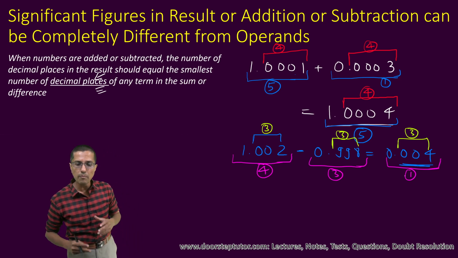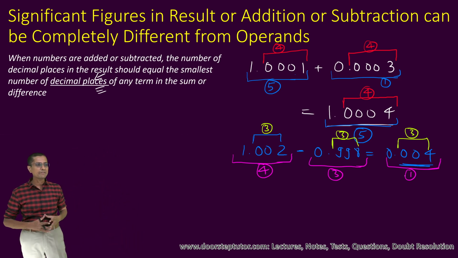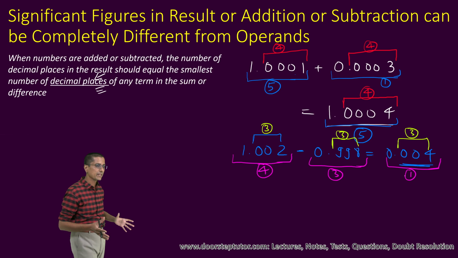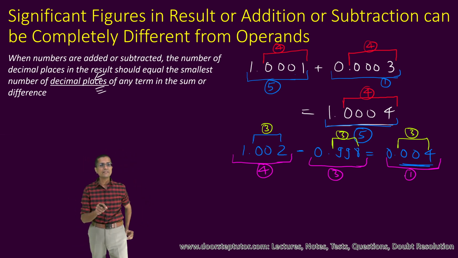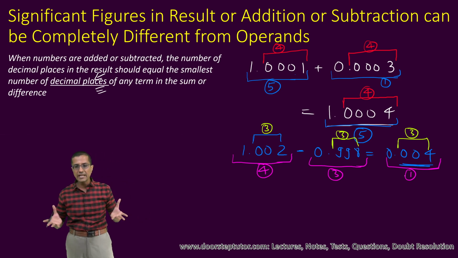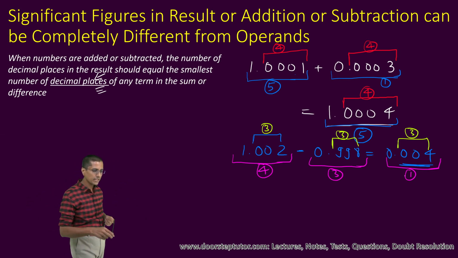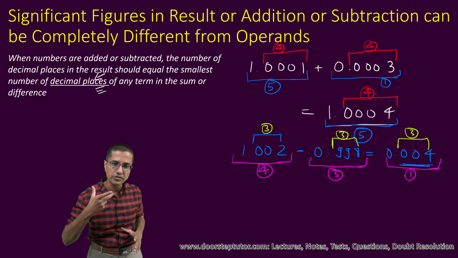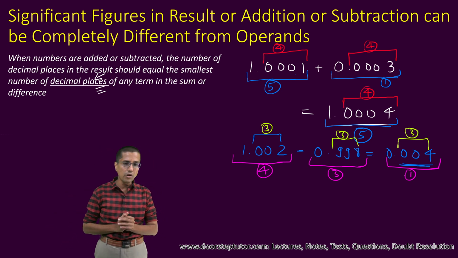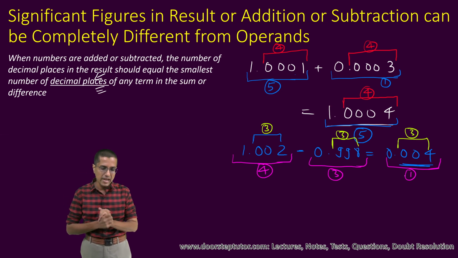So no matter what the significant figures might be, we do not look at those at all in addition and subtraction. We only look at significant figures in the case of multiplication and division. So hopefully this is very, very clear. Practice some more problems so that this concept gets ingrained in your mind and you are not confused about this anymore. Thank you.